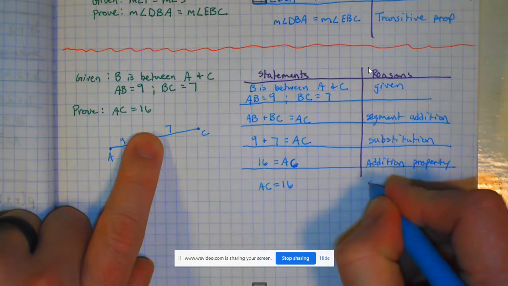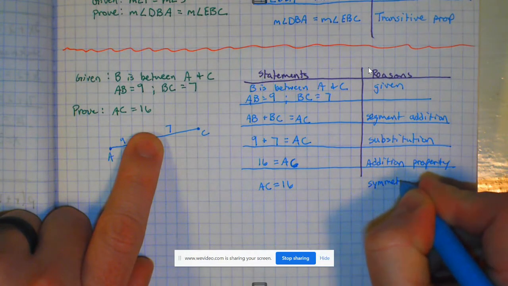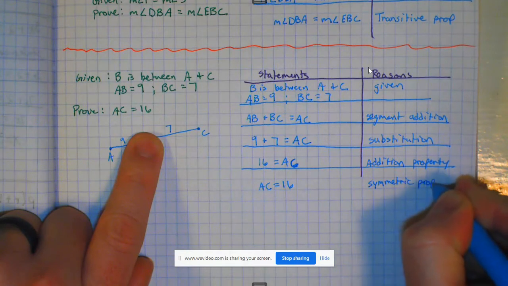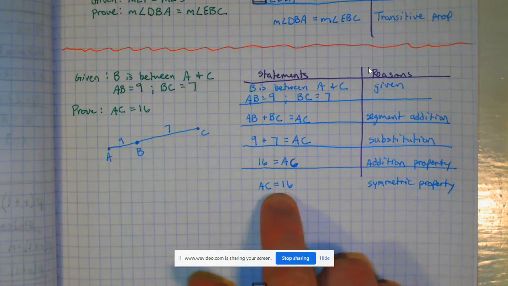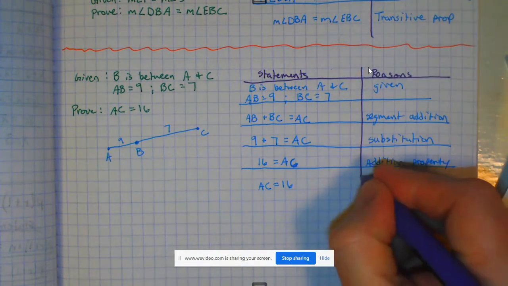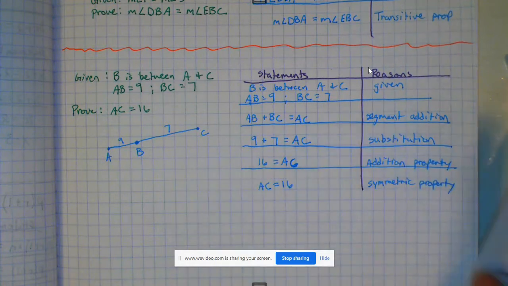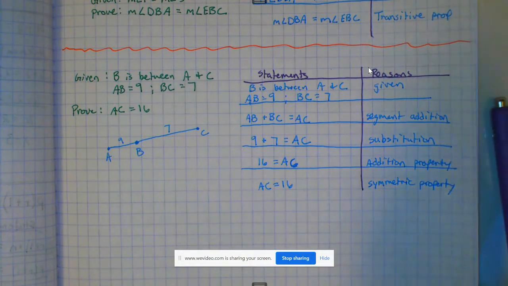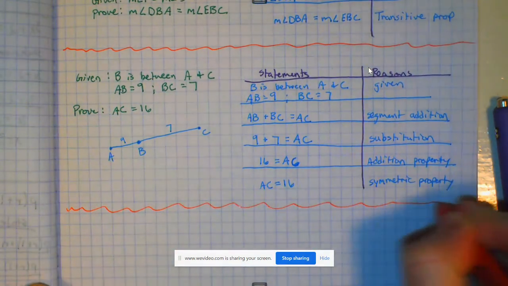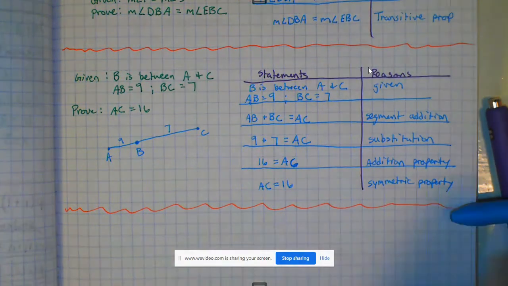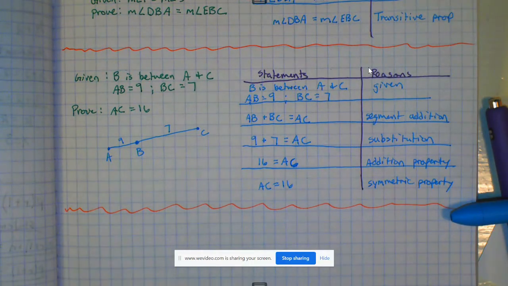Symmetric property. And in fact, this would be the symmetric property of equality because we're dealing with equal signs. If that was a congruent sign, we would say symmetric property of congruence. Okay. All right, and there's another proof. This was a segment proof with segment addition here. Okay, I want to do one more.